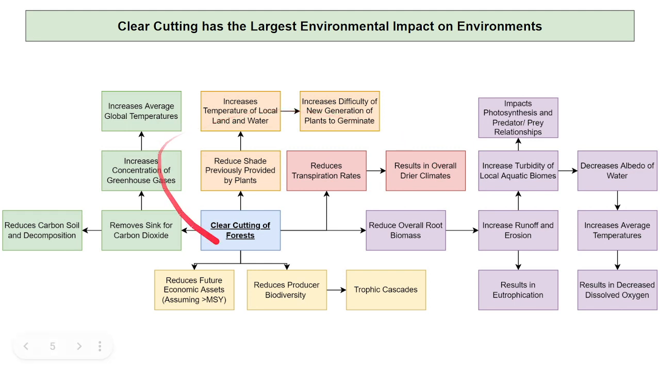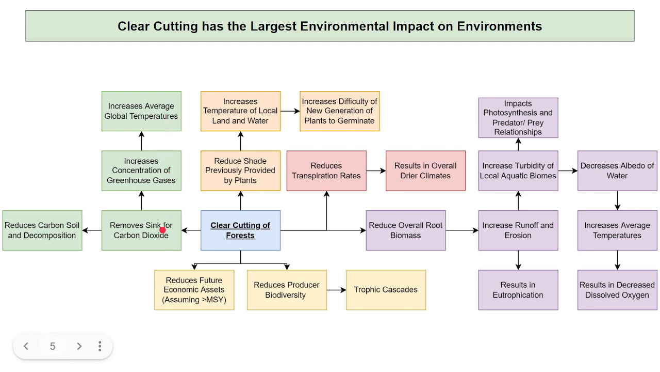Now, you're going to be seeing a lot of these flow charts as we go through all of these different topics in Unit 5. And essentially how they work is I put the environmental or human process here in the center, and then I talk about all of the consequences of that environmental task. So, for example, we have clear cutting a forest. So the first impact of clear cutting a forest is that it removes a sink for carbon dioxide, which increases greenhouse gases, which is going to increase average global temperatures.